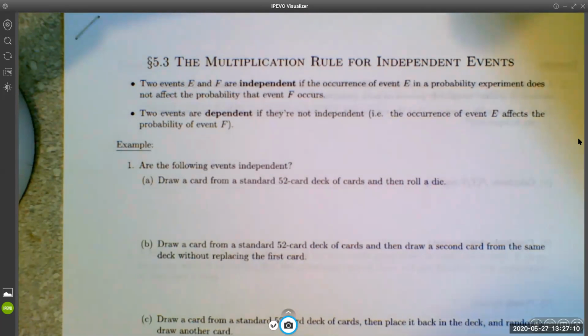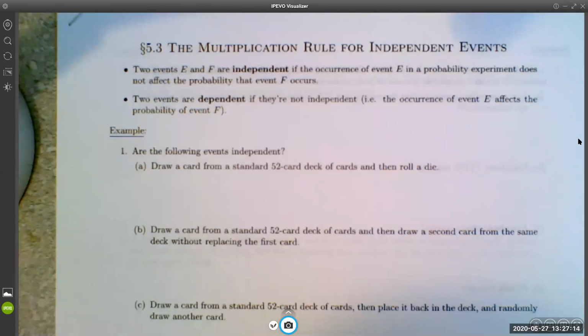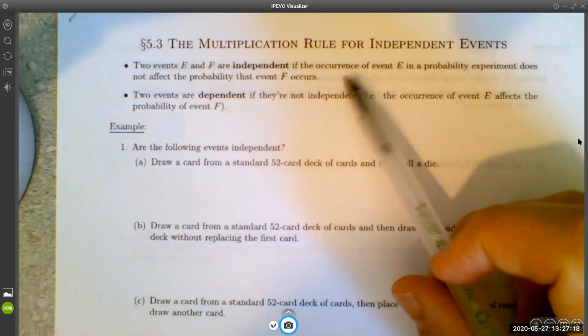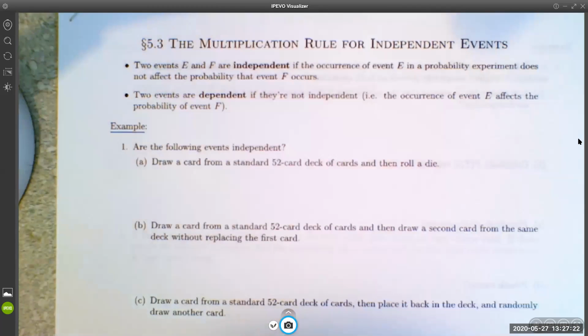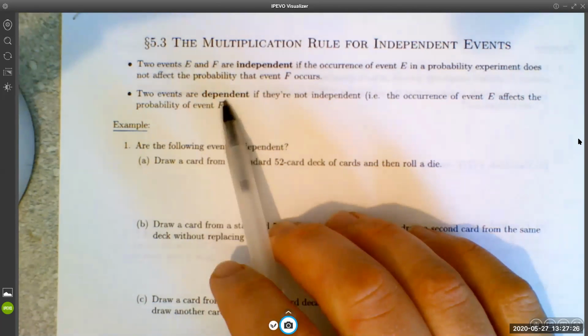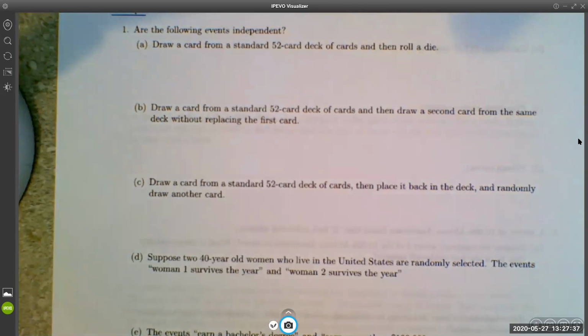So let's start off by defining what we mean by independent events. Two events E and F are independent if the occurrence of event E does not affect the probability that event F occurs. And then E and F are dependent if they're not independent, right? So if E affects F or if F affects E, then they are dependent events. So let's just practice identifying whether events are independent or dependent.